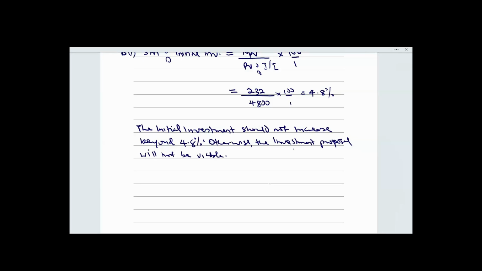Okay, so that's the interpretation. If I like, I can say the maximum increase in initial investment is 4.8%. Therefore, the initial investment should not be allowed to increase further beyond this. If not, the project will not be viable. However you want to put it, just interpret your results.